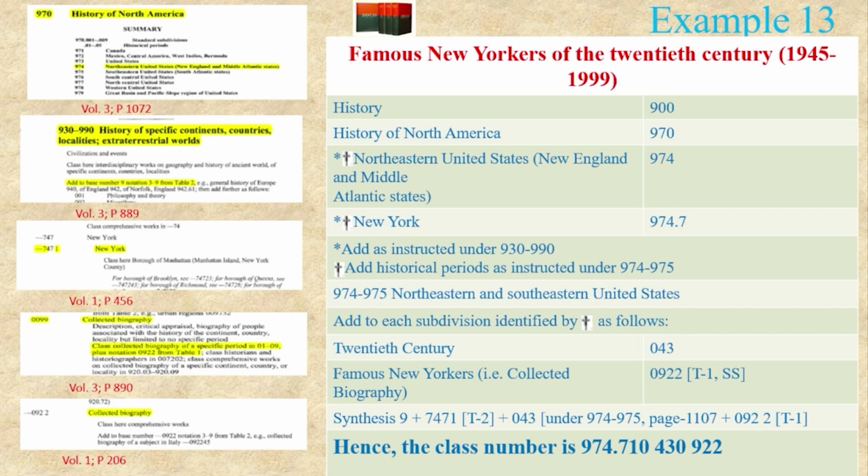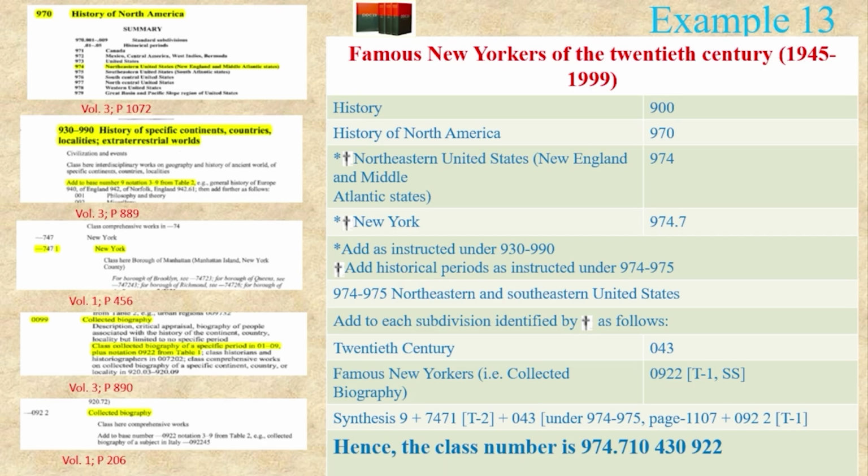And type of work, here famous New Yorkers, that means it is related to biography. Biography, it is collected biography. Then determine the main class. So history falls under 900, then history of North America falls under 970. Then Northeastern United States, New England and Middle Atlantic States falls under 974. Then New York, there is a star mark and T-like punctuation marks, that is 974.7.